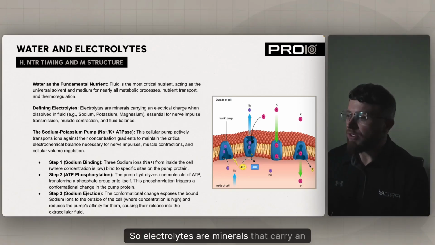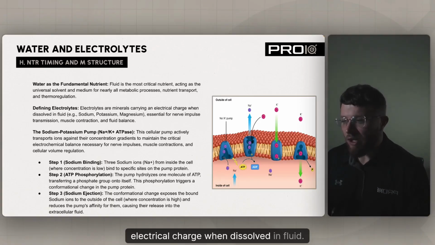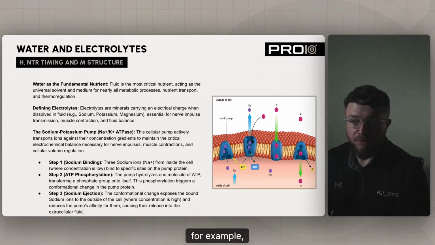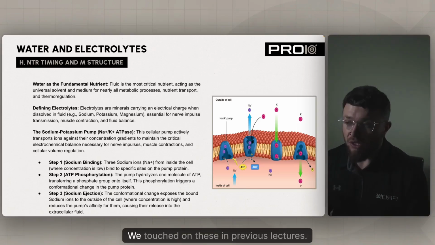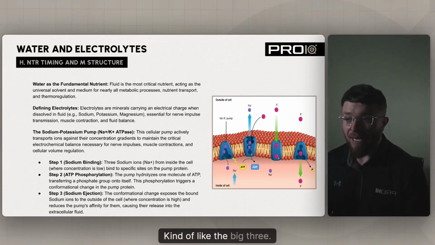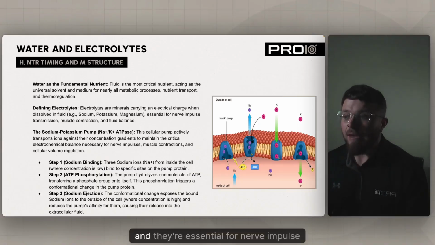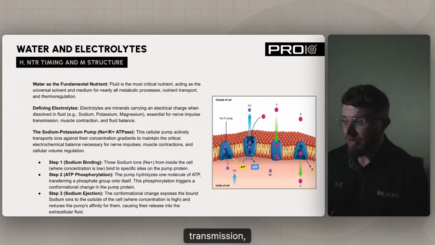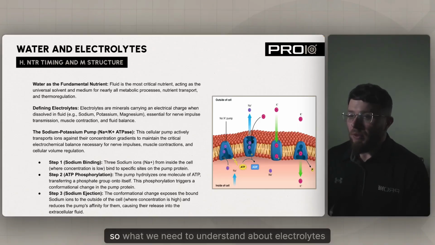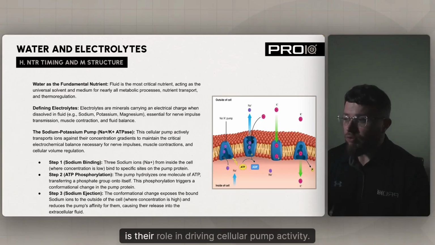So electrolytes are minerals that carry an electrical charge when dissolved in fluid, okay? So for example, sodium, potassium, magnesium. We touched on these in previous lectures, kind of like the big three when it comes to electrolytes. We're going to look at their role a little bit deeper now. And they're essential for nerve impulse transmission, muscle contraction, and fluid balance, okay? So what we need to understand about electrolytes is their role in driving cellular pump activity.